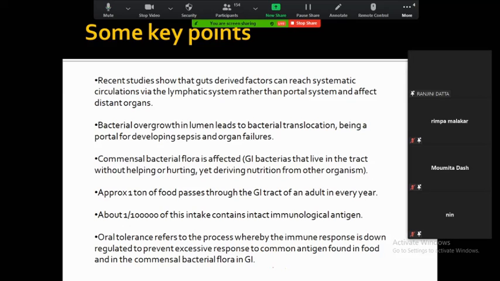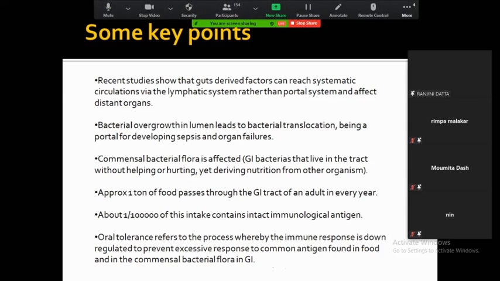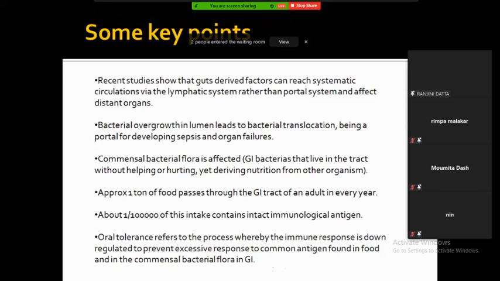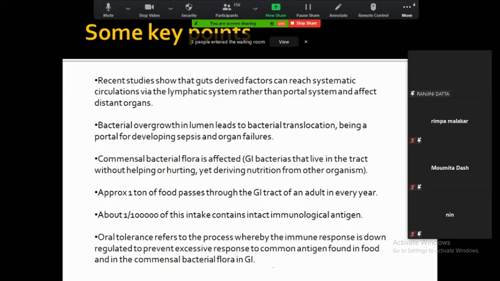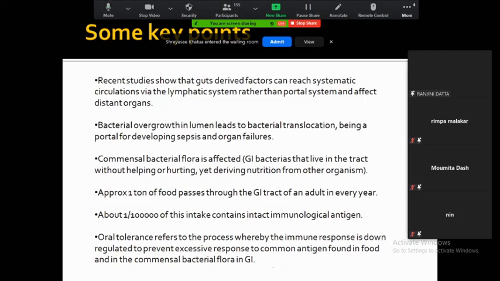Once again, I'll just go into the key points of what I was saying till now. A recent study shows that gut-derived factors can reach the systemic circulation via the lymphatic system rather than the portal system. Please note, this is very important: the lymphatic system rather than the portal system, and affect the distant organs. Second, bacterial overgrowth in the lumen leads to bacterial translocation, which I just explained, being a very potent source for sepsis and organ failures.